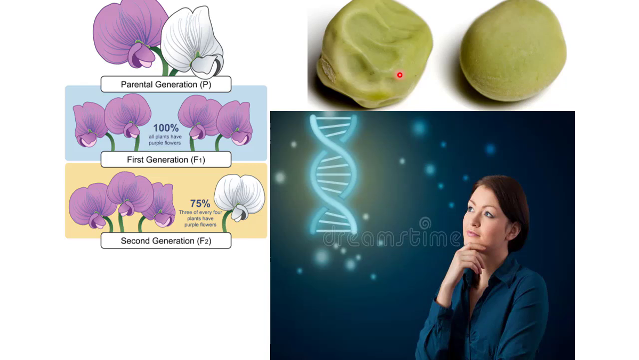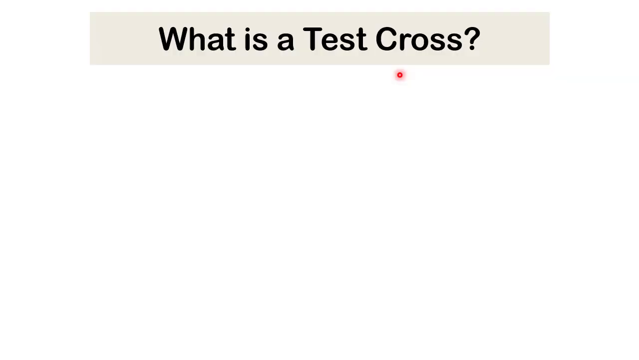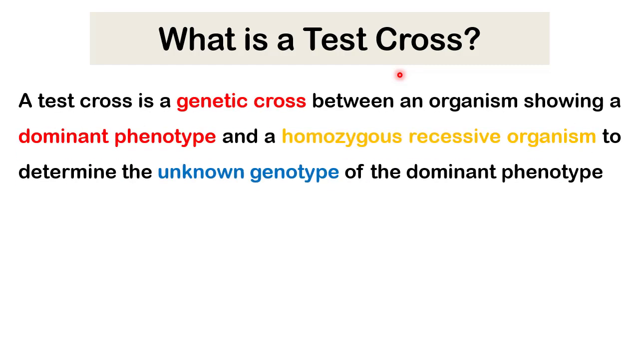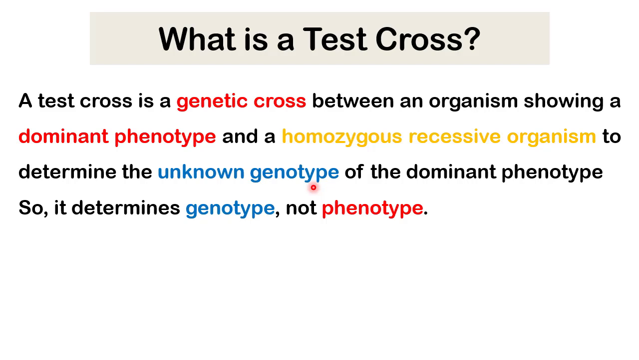So the first thing is, what is a test cross? A test cross is a genetic cross between an organism showing a dominant phenotype and another organism which is homozygous recessive, to determine the unknown genotype of the dominant phenotype. What it means is that the test cross is going to tell you about the genotype. It is going to help you determine the genotype but not the phenotype. So you can determine the unknown genotype using the test cross.